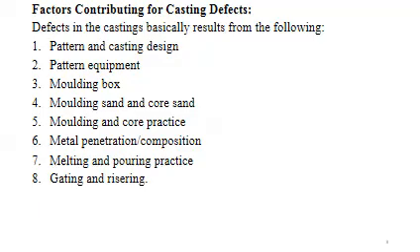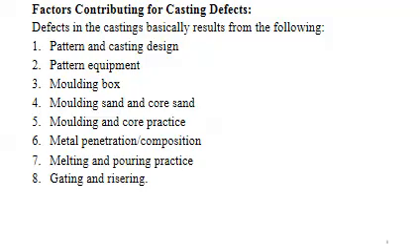The fourth important point is the molding sand and core sand. Molding sand is different, core sand is different. We already studied this in module 2. Core sand is used to prepare the cores. A core is a cavity or hollow part required in the component. Molding sand is used around the pattern.